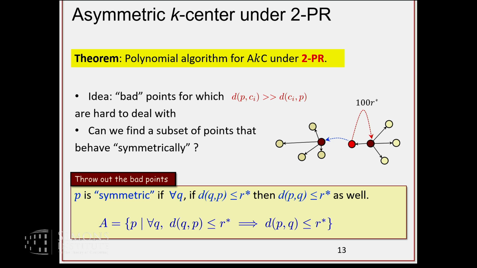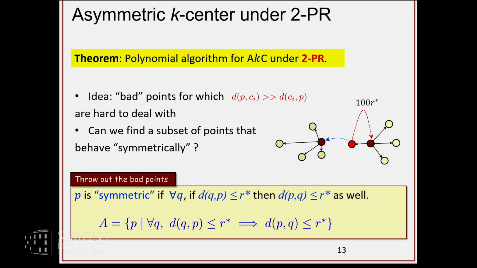I'm going to define a set A. A point P is in A if for all other points Q, if the distance from Q to P is r star, then the distance from P to Q has to also be r star.